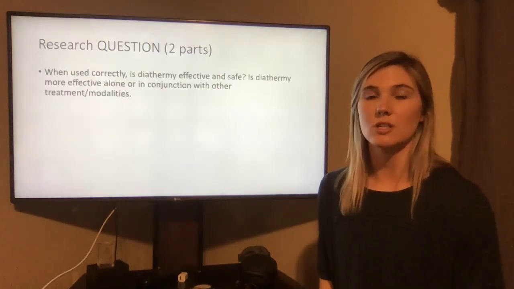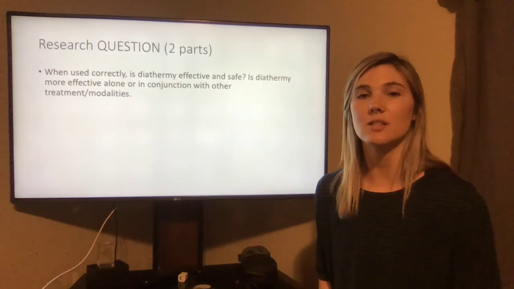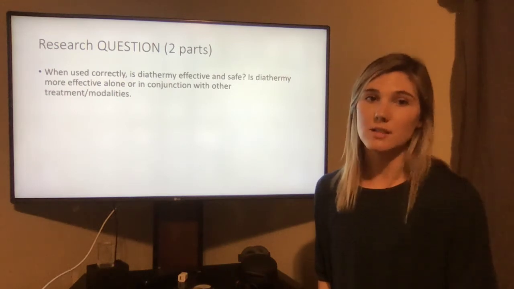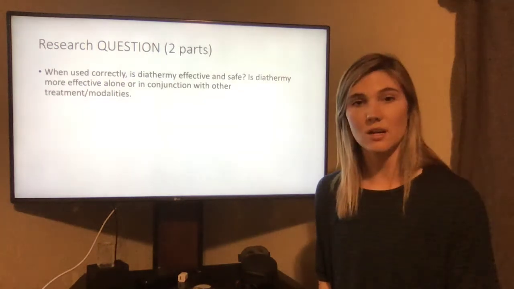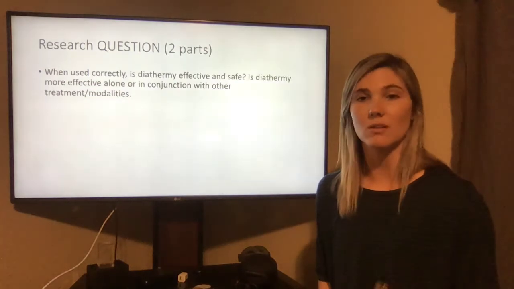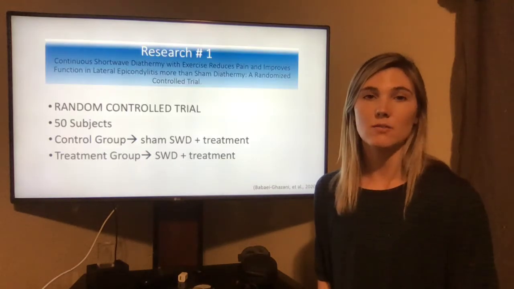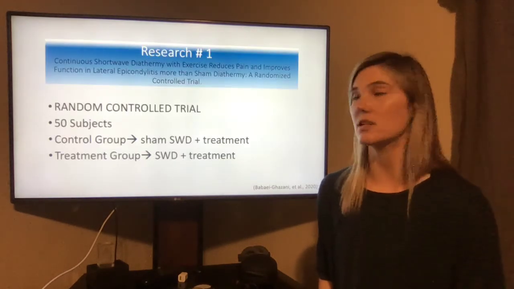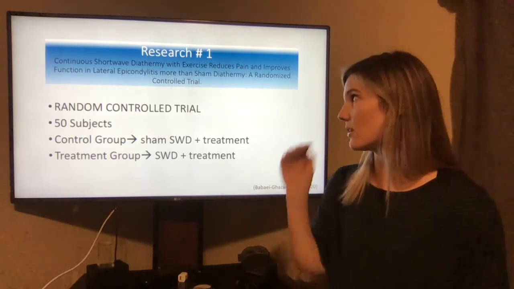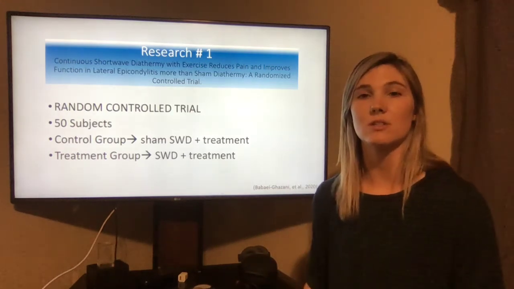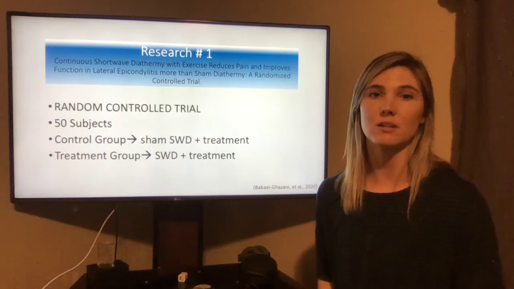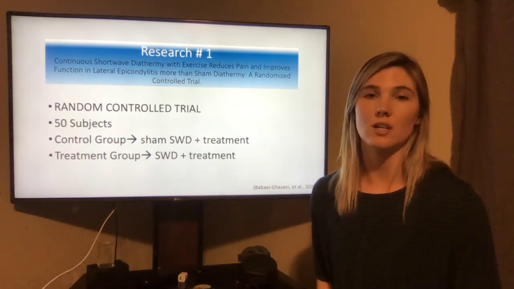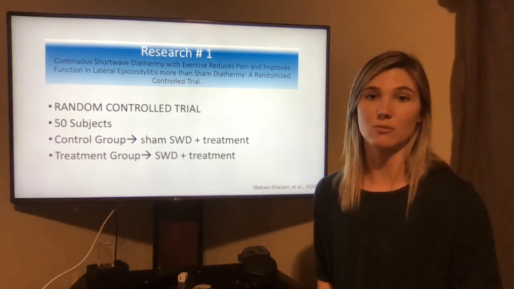My research question was, when used correctly, is diathermy effective and safe? And is diathermy more effective used by itself or in conjunction with another treatment or modality? So the first research I looked at, the study was called Continuous Shortwave Diathermy with Exercise Reduces Pain and Improves Function in Lateral Epicondylitis More Than the Sham Treatment.